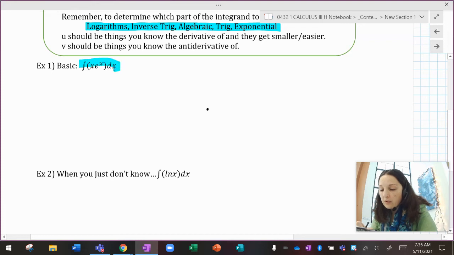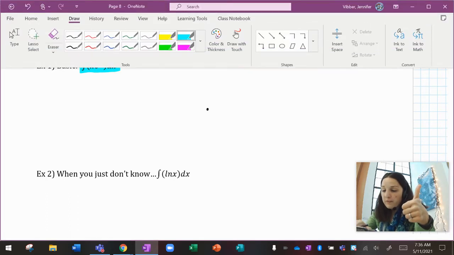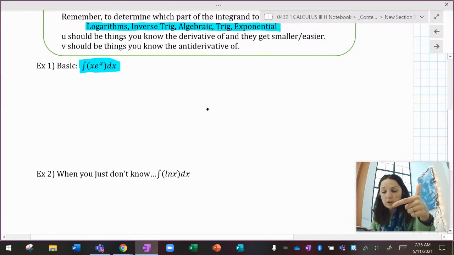What if I had the integral of x e to the x dx? LIATE. Okay, do I have a log there? Nope. Do I have an inverse trig? Nope. Do I have an algebraic? Yes, I do. Algebraic stands for x raised to a numerical power, and that's what I have. I have x to the first here. Okay? So I look at the integral of x e to the x and I think, do I know that antiderivative? No, I do not. Is a u-substitution going to help me? Nope. Not going to help me there. So let's try integration by parts.